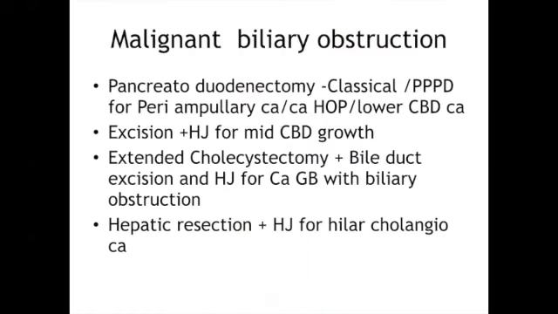The malignant biliary obstruction can be of various conditions. If there is a carcinoma of the head of pancreas or lower bile duct cancer or ampullary tumor, we will opt for a pancreatoduodenectomy. If there is a tumor of the mid part of common bile duct, we will opt for an excision of the tumor with lymph node dissection and hepaticojejunostomy. If there is a carcinoma of gallbladder with involvement of bile duct, we will do what is known as extended cholecystectomy with excision of bile duct and hepaticojejunostomy. And if there is a hilar cholangiocarcinoma, we will opt for a hepatic resection plus hepaticojejunostomy.